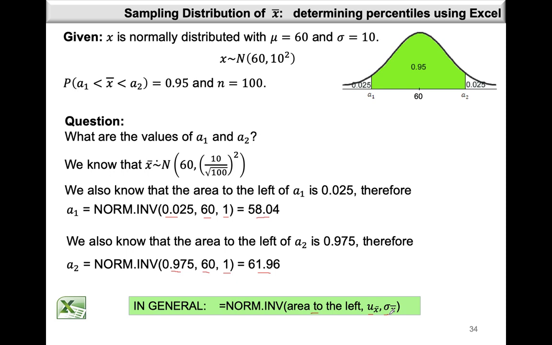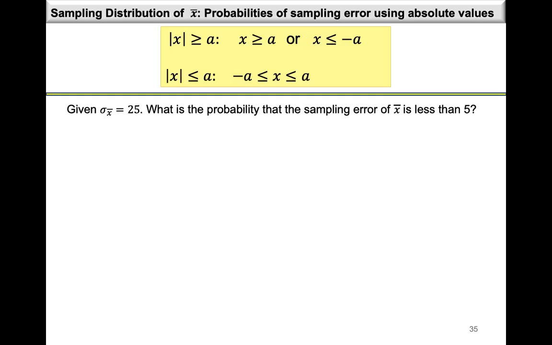Now we're given that sigma X bar is equal to 25. What is the probability that the sampling error of X bar is less than 5? We start off by defining the sampling error of X bar, which is the absolute difference between X bar and mu. So our probability statement will be the probability of the absolute difference between X bar and mu being less than 5, and we're going to make use of the second absolute relationship here. So this is equal to the probability of X bar minus mu being between -5 and +5.